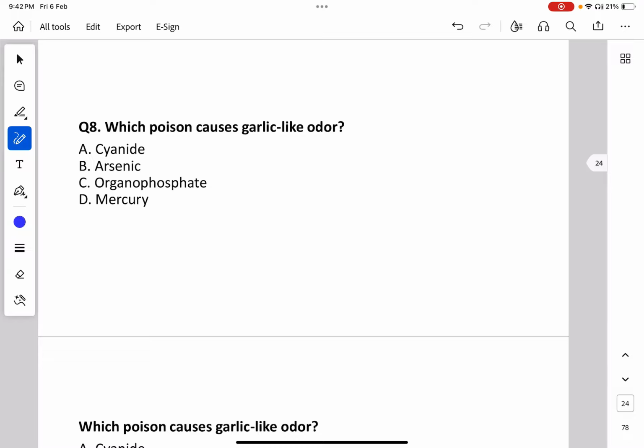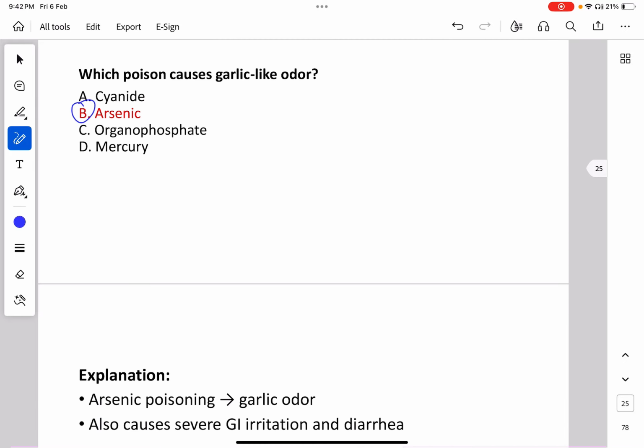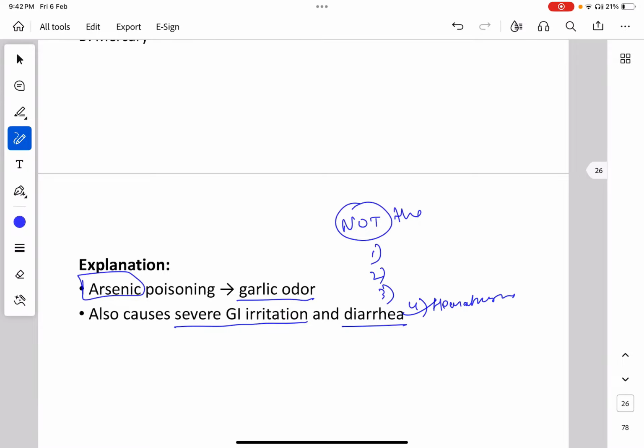So now next question number 8, which poison causes garlic-like odor? Garlic-like odor is caused by arsenic poisoning. Other things to be remembered, it also causes severe GI irritation and diarrhea. So sometimes it can be asked which of the following is not a symptom. Always be aware of the word not. This word is very important. In MCQ questions they ask not. So for arsenic poisoning, which of the following is not a symptom or feature? First option will be garlic odor, second option GI irritation, third option diarrhea, and fourth option suppose hematuria. So which is not? Hematuria.